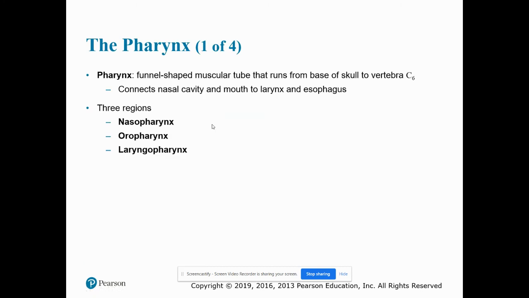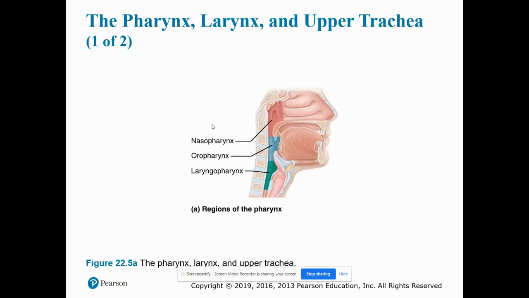The pharynx is a funnel-shaped muscular tube that runs from the base of the skull to the vertebra C6. It connects the nasal cavity and mouth to the larynx and esophagus. There's three regions, the nasopharynx, the oropharynx, and the laryngopharynx. And so we can see their positions. Nasopharynx up on the top, oropharynx, and then laryngopharynx.